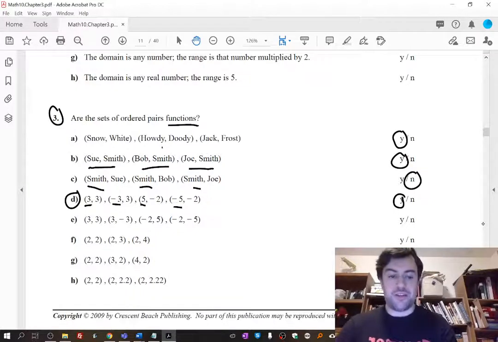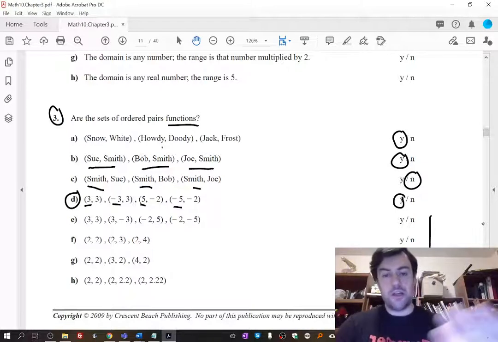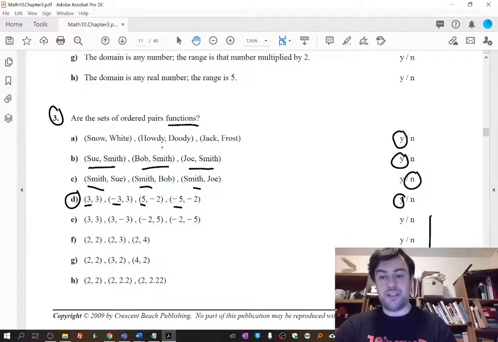So yeah, take a look at the rest of these and see if you can identify whether they are functions or not functions. And check the answers as you go and let me know if you have questions about that. I'd love to answer your questions.